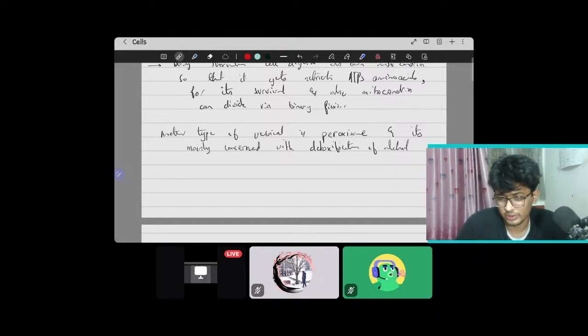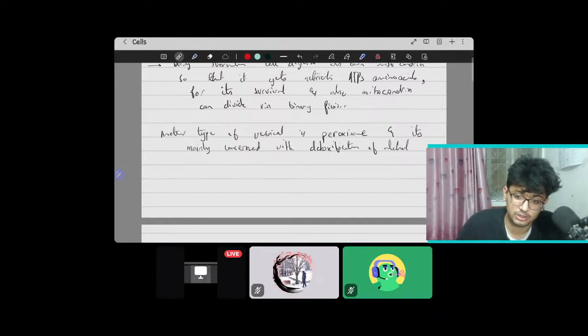Peroxisome is a kind of vesicle which contains enzymes that usually break down toxic substances. For example, let's say alcohol. Another kind of substance is hydrogen peroxide, which is found in cells at some places. It is also broken down by the enzymes present in the peroxisome.